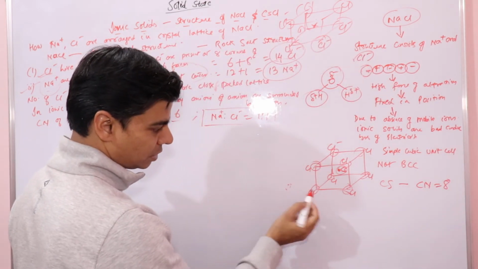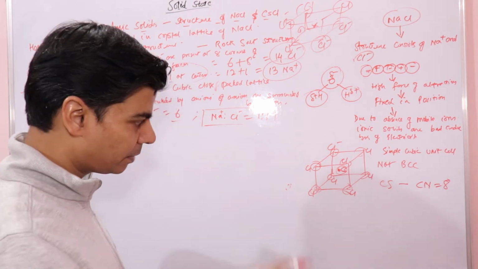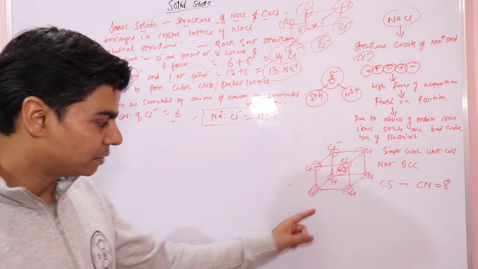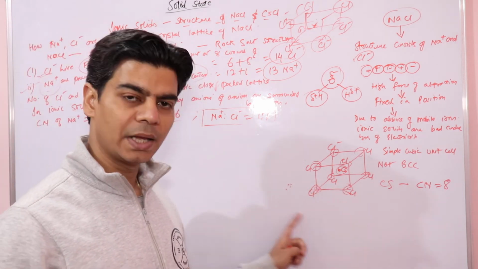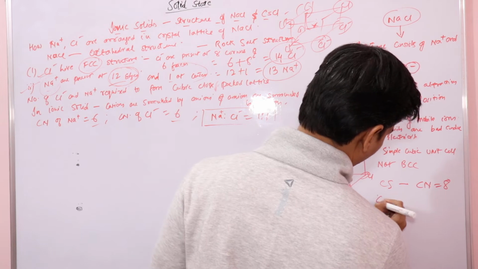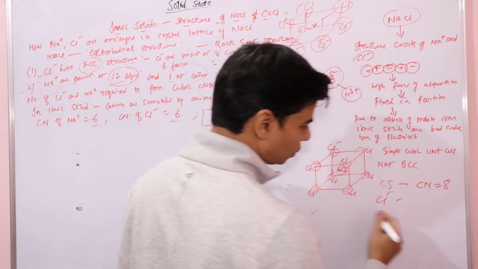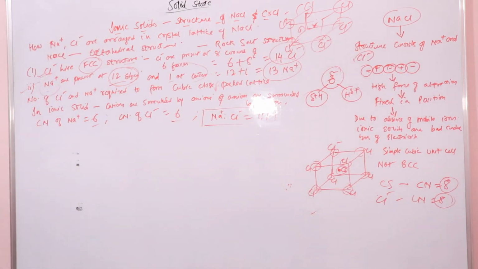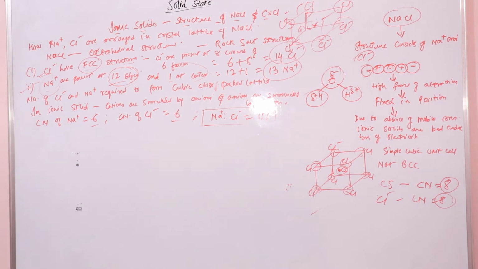Similarly, any chloride ion would be surrounded by 8 other ions, so its coordination number would also be 8. So 8 for cesium and 8 for chloride ion. And if you want to see how many particles are present in the unit cell of cesium chloride, the coordination number of chloride as well as cesium is 8.